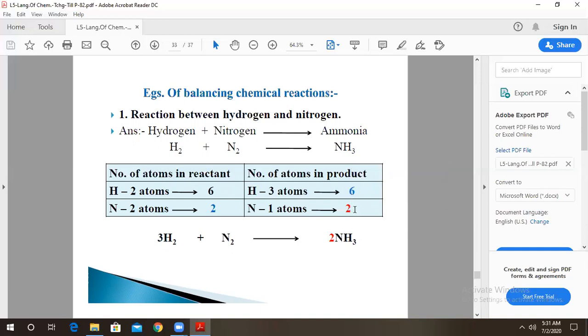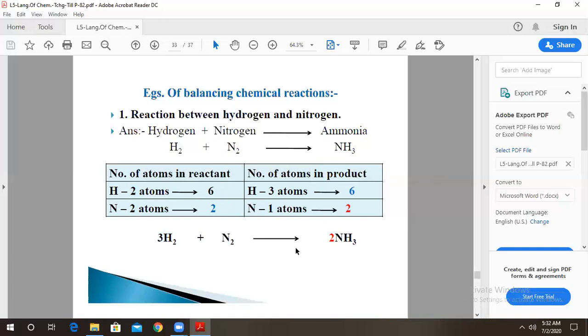So see dear friends, nitrogen 2 atoms balanced, but hydrogen has now become 6. And on this side, we have only 2. So what I have to do, to this hydrogen, I'm going to multiply by 3. So 3 into 2, 6. So hydrogen also becomes 6. So everything is balanced. LHS is equal to RHS, and finally you have to write down this balanced reaction. Just go through the reaction, everyone.